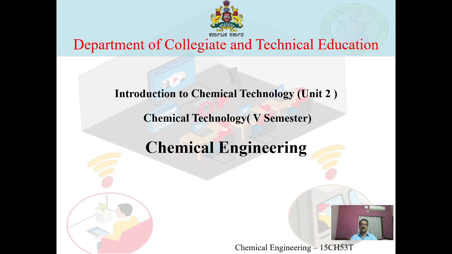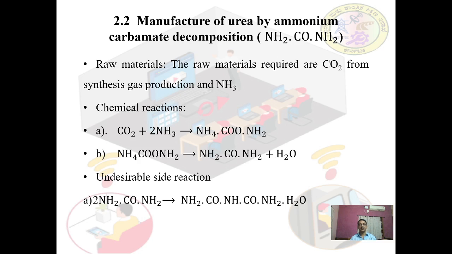Ammonia is used as a raw material in the production of urea, ammonium nitrate, ammonium sulfate, ammonium phosphate, and the ammonium nitrate is used as a chemical fertilizer ingredient. It can be used as a fire retardant in food, etc. So in today's session we are going to discuss the manufacture of urea by the ammonium carbamate decomposition process or by the total recycle process.